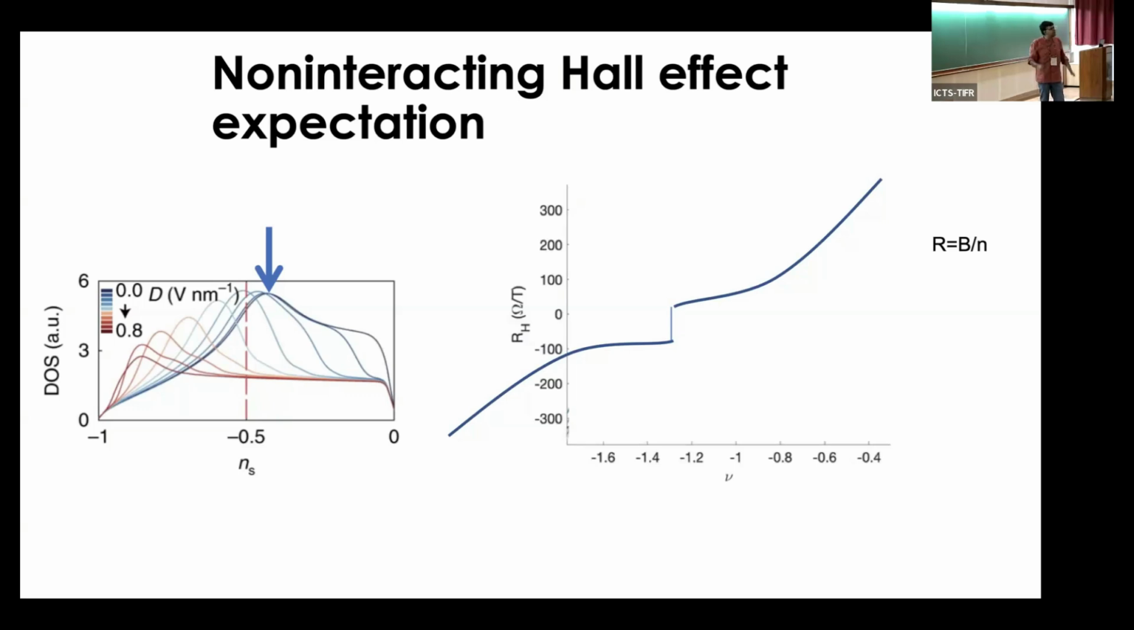And when I hit this Van Hove singularity, I should go from holes to electrons. And so I should have a sign change of the Hall effect. And then I have electrons, and more electrons, all the way till I reach the end of the band, where once again, I have a large Hall coefficient. Okay, so this is the theoretical expectation for what one should have.